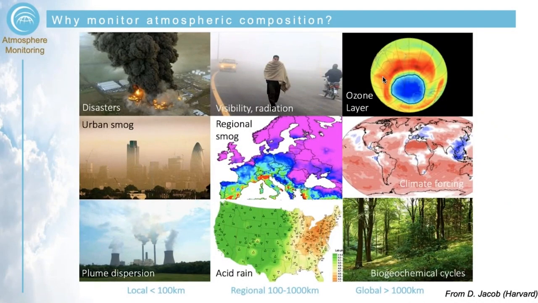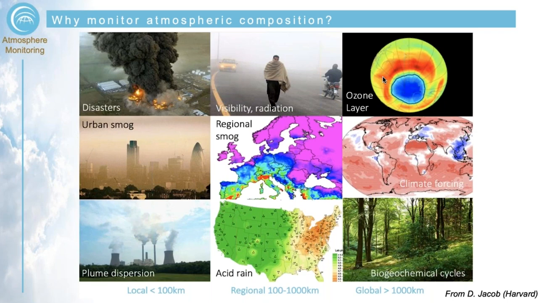So I'd like to start with this slide, which gives us a sense of the sort of spatial scales that are involved when it comes to impacts of atmospheric composition and air quality, and why we monitor it. These nine images are showing different aspects of atmospheric pollution in terms of local spatial scales on the left. So that's local scales less than 100 kilometers. So things like disasters such as fires in industrial complexes, things like urban smog, so really at the street level, but then also plume dispersion from point sources such as power station chimney stacks, and other types of point sources.